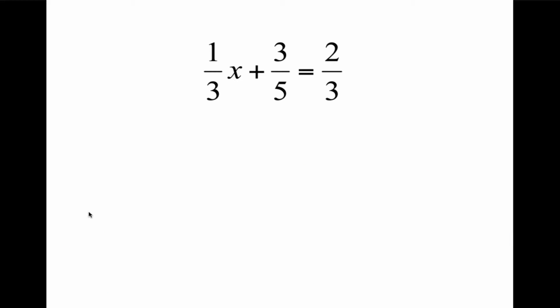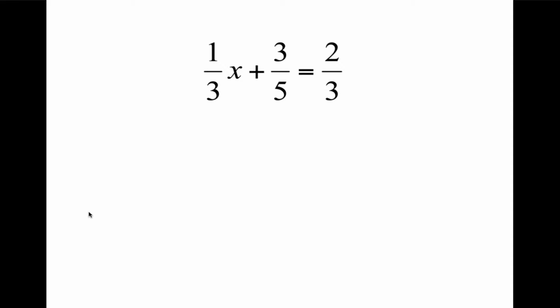Here's the first example. 1/3 x plus 3/5 equals 2/3. This is actually a simple two-step equation, but it has some fractions in it. So rather than tackling this by subtracting 3/5 on both sides, let's get rid of the fractions by using Fractionbusters.